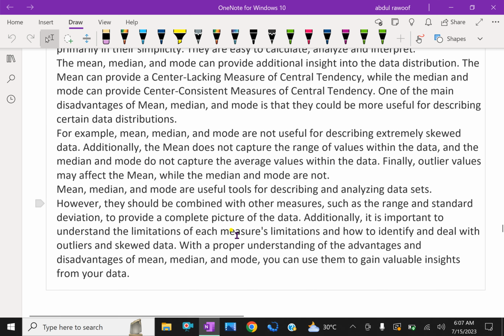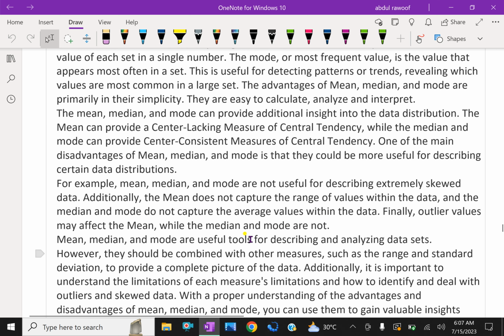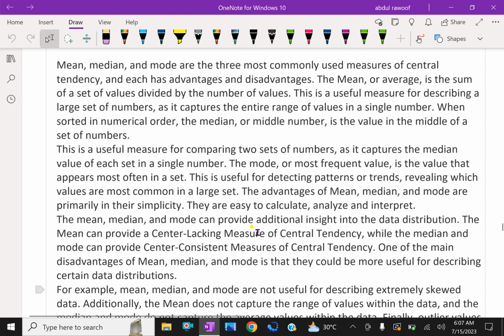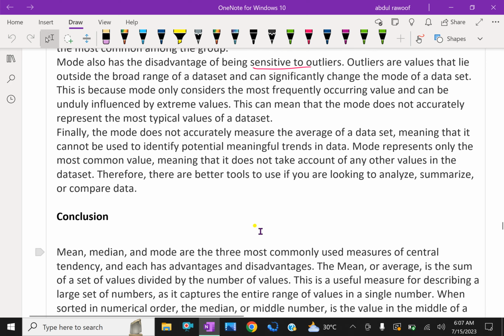So far, we have discussed the advantages and disadvantages of mean, median, and mode. We have done.